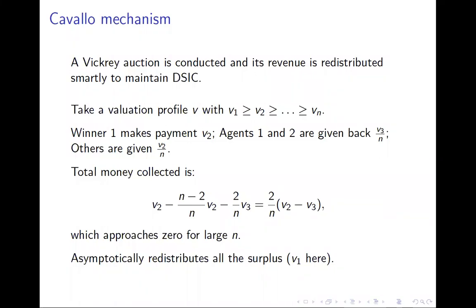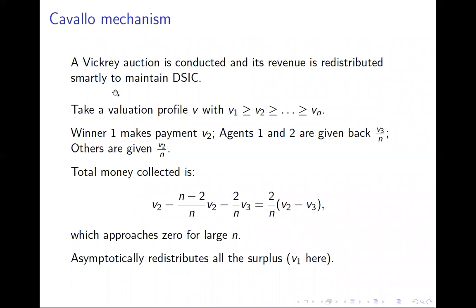So the mechanism is as follows. A Vickrey auction is conducted. Everybody is asked about their type. The highest agent gets the object and pays the second highest agent's value. Okay, but then the auction doesn't end there. That revenue that we generate is redistributed smartly.